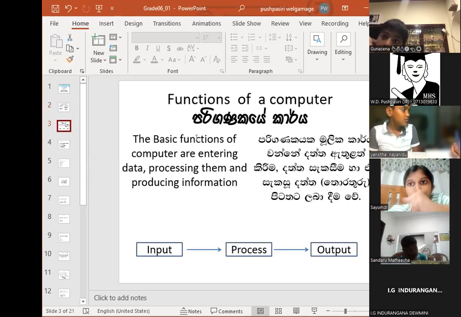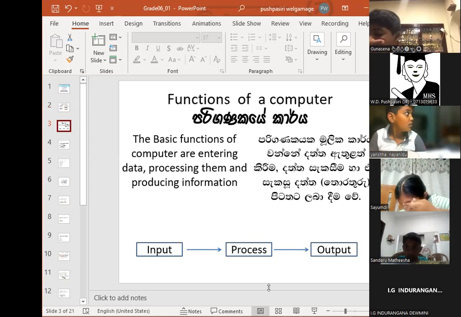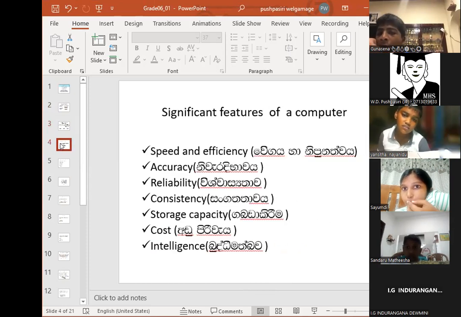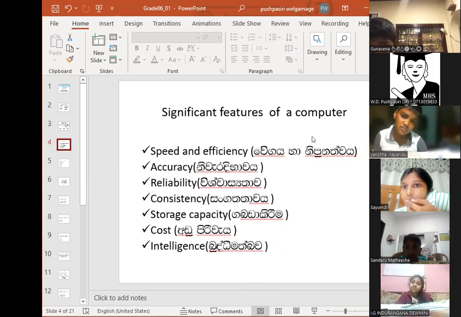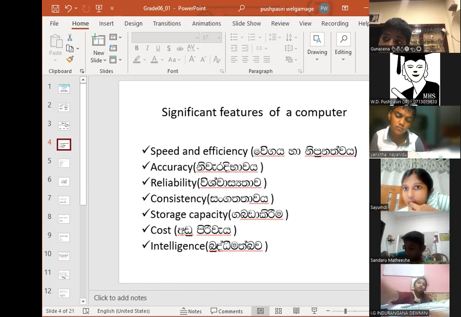So the computer basically takes the data, then that data is processed. Then after that, it gives us output as information, right? So we discussed what information is. Then again, we discussed the significant features of the computer: speed and efficiency, accuracy, reliability, consistency, storage capacity, cost, and intelligence. Then we did activity 1.1 in the activity book, right? I think that's enough for the first day.